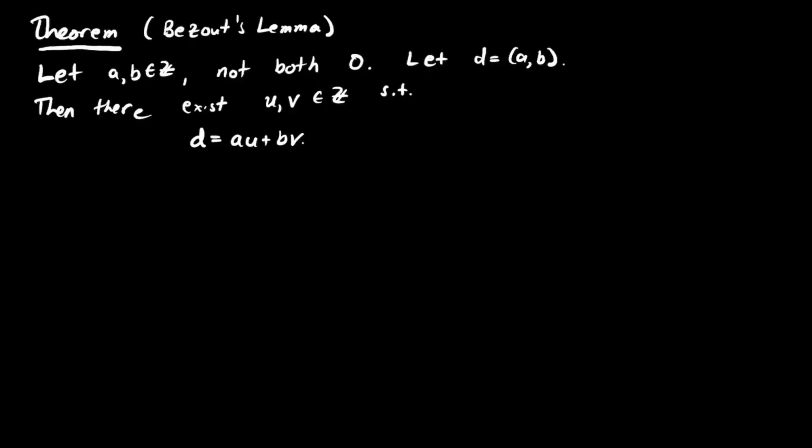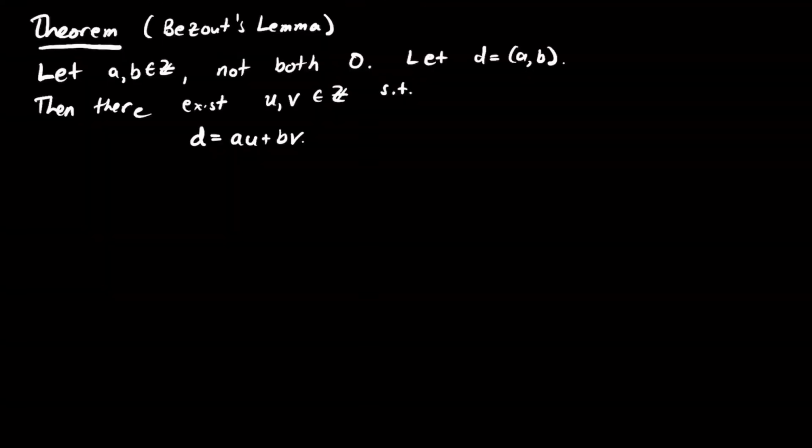So this leads us immediately to what's called Bézout's lemma. Bézout's lemma is the statement that if a and b are two integers, not both 0, so one of them is allowed to be 0, and d is their GCD, then I can write d as what's called an integer linear combination of a and b. So this leads us pretty naturally to Bézout's lemma, and Bézout's lemma says the following. Let a and b be integers that are not both 0.